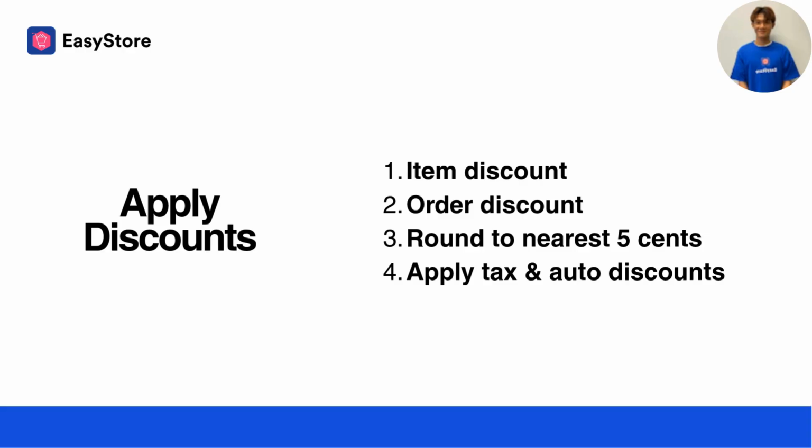After adjusting the item price, now is how to apply discount. In EasyStore, there are a few ways for you to apply discount in your POS. The first one is item discount. The second is order discount. The third is round to nearest 5 cents. And the fourth is apply tax and also auto discount.